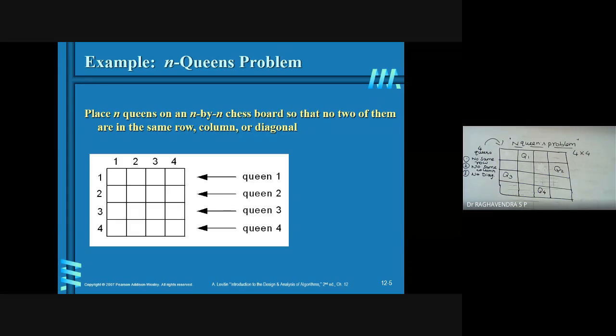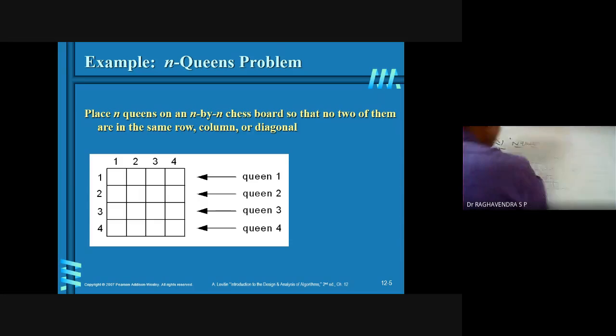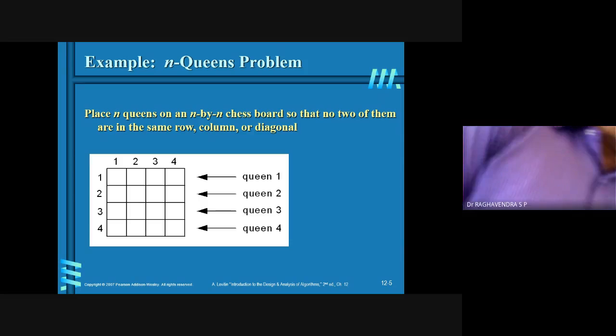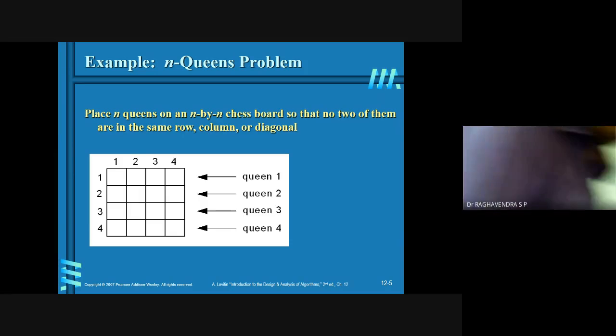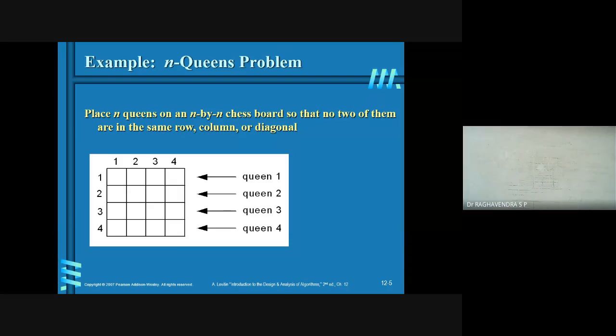How to draw the state space tree for this 4 queen problem? Now I am going to consider it. I hope this has been understood by you. So I am going to draw this now. So now it is time to draw the state space tree. Is it understandable?